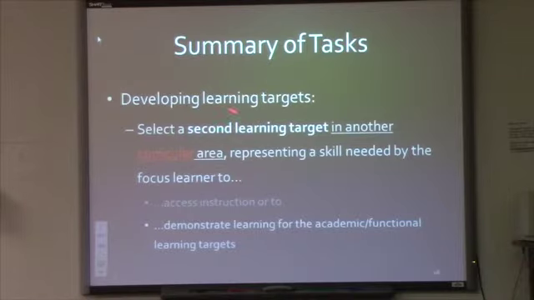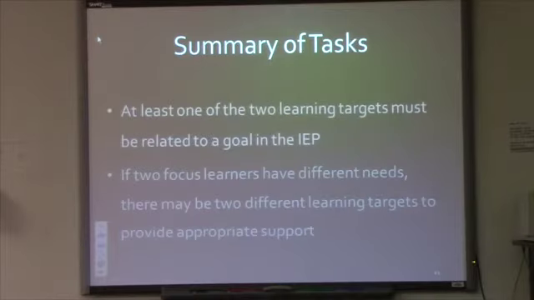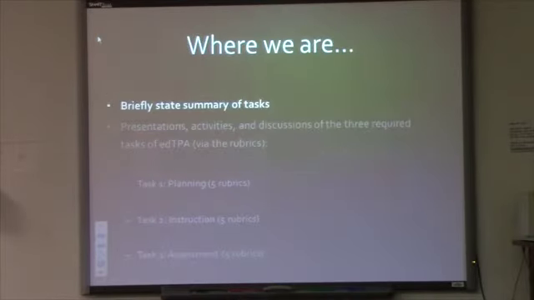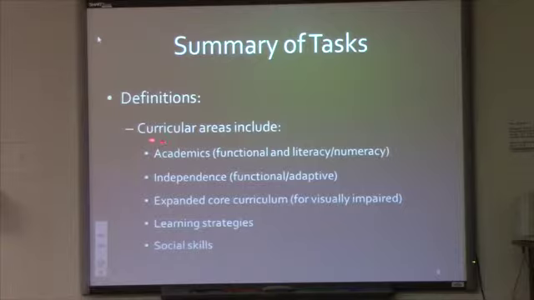So it says here, the second learning target, just in another area, whatever the other area is. Remember the other areas were like learning strategies, the curricular areas were learning strategies, academics, independence. I'll go back. You see how they have curricular area here? Let's go back. It's going to be way ahead. Here we go. The book says curricular areas: academics, learning strategies, social skills. You pick the one that you want to pick.